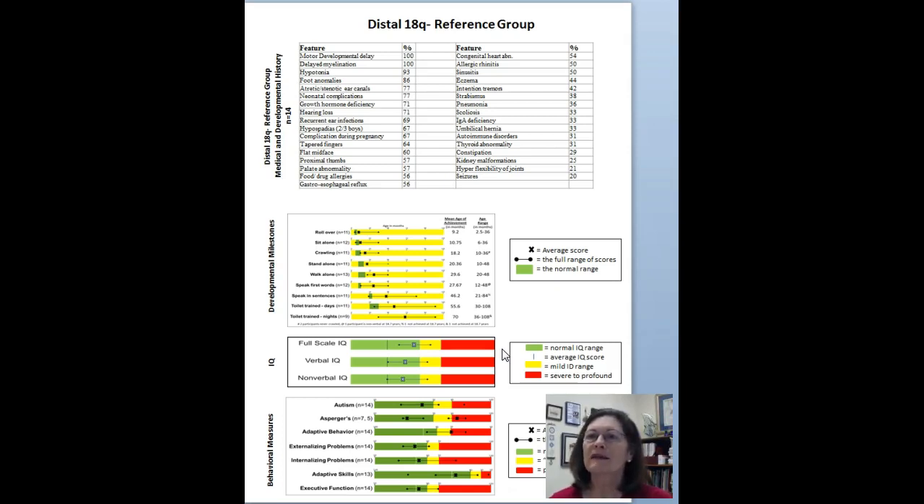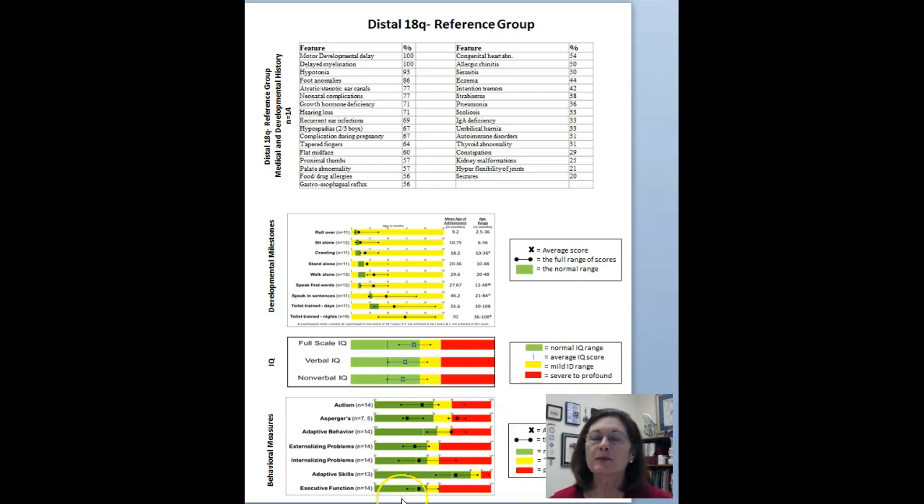And again, the X shows the average for the group, and the ball-pointed lines show the whole range of the group. And so with regard to IQ, this little line here is average for the population. So here's an IQ of 100. And you can see the average IQ of this group is below normal, but it's within the normal range. So they have low normal IQs. But again, it's a broad range in this group.